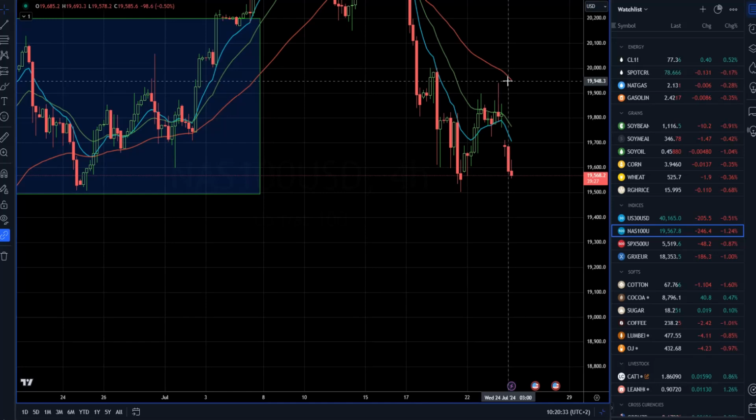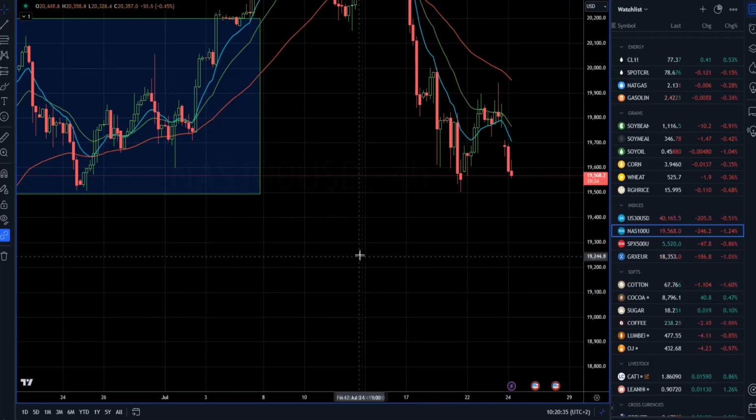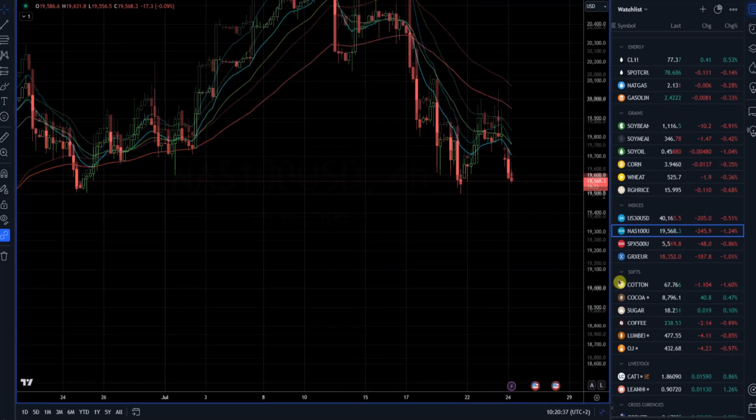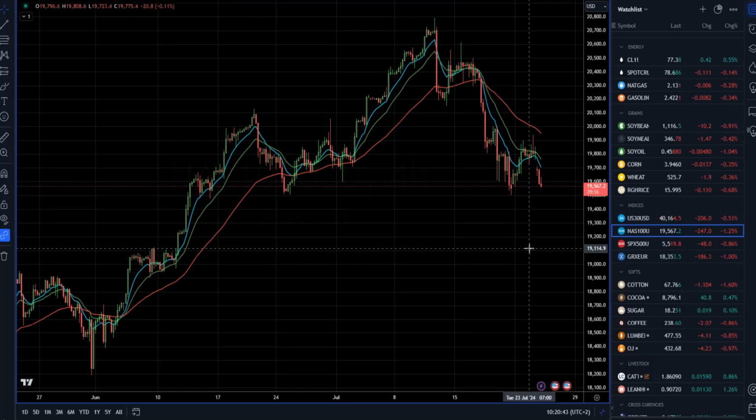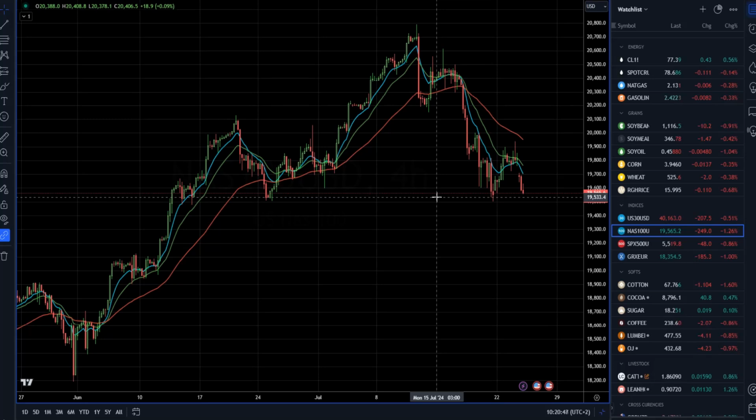And on the NASDAQ, we can see here that the market is trading lower. And if the market can clear 19,500, then the next downside objective will be around the 19,000 mark. So that'll be all for this InstaForex daily market analysis.